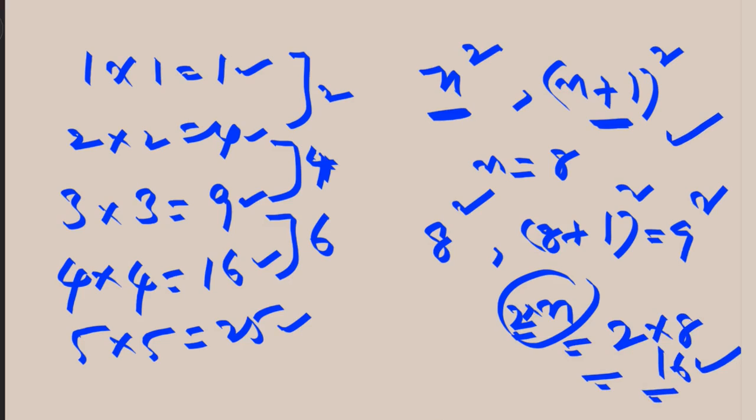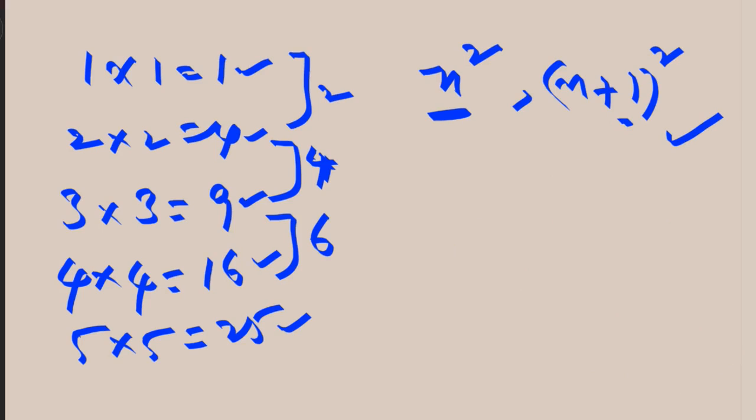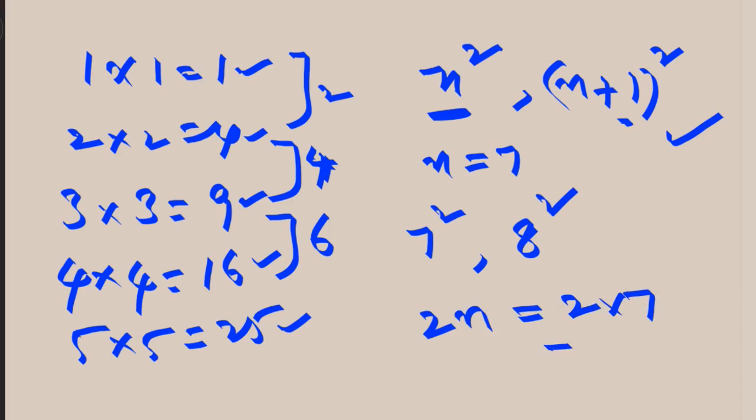This is the formula we can use for finding the number of numbers between the squares of any two successive numbers. I'll explain one more example for better understanding. For example, how many numbers lie between the squares of 7 and 8? Here I have to select n equal to 7, then 7 square and 7 plus 1, 8 square. Between these two squares, how many numbers are there? It is nothing but just 2n. 2n means 2 into 7. That means 14 numbers are there between the squares.